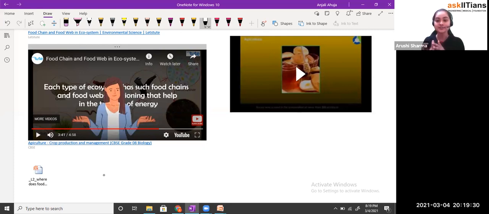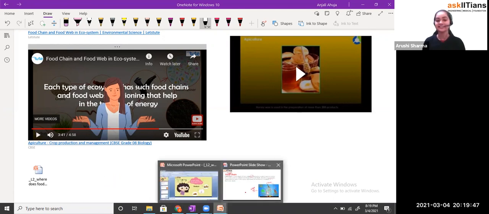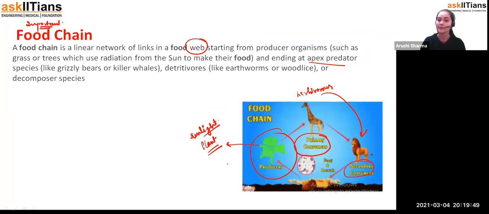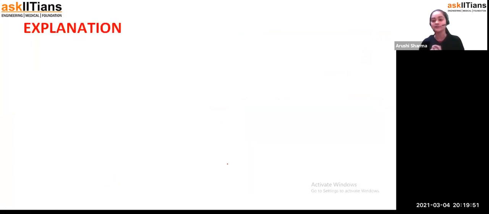And that is how, when we see a series of organisms depending on each other and transferring energy from one organism to another, that is called the food chain. And when food chains get interconnected with each other, we call it the food web. Fine. So I hope you got the idea of exactly what the food chain and the food web are. That's the whole point about food chain and food web.